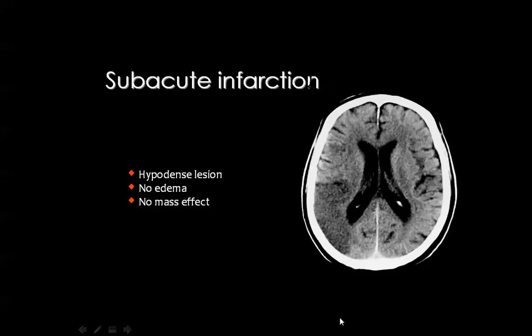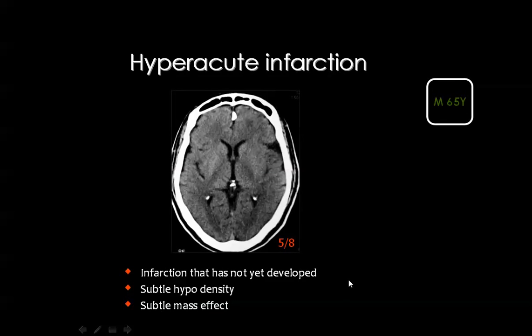And subacute infarction is the infarction which does not affect the ventricle. There is no compression nor dilatation. And this stage of the infarction, which is in between the acute one and the chronic one, can be easily diagnosed by identifying that the ventricle ipsilateral to the infarction is almost similar to the ventricle on the opposite side.